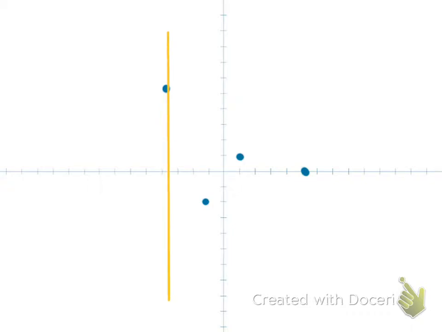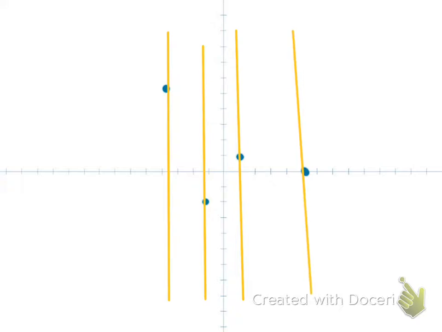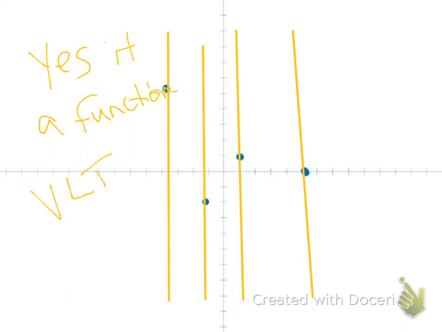That vertical line went through one point. That vertical line went through one point. That vertical line went through one point. And that vertical line went through one point. So this is a function, because of the vertical line test.